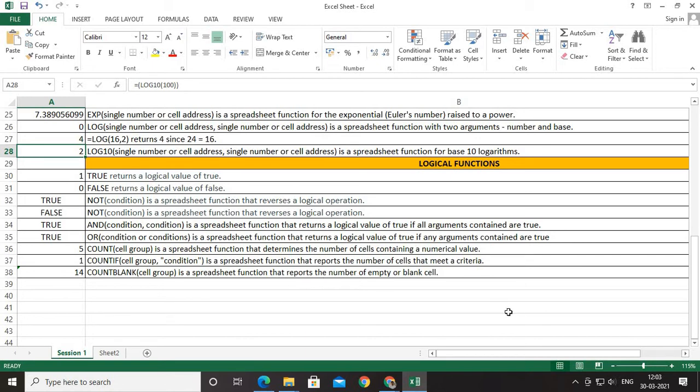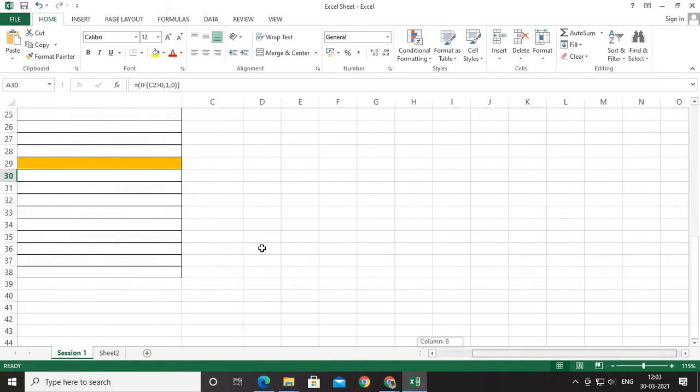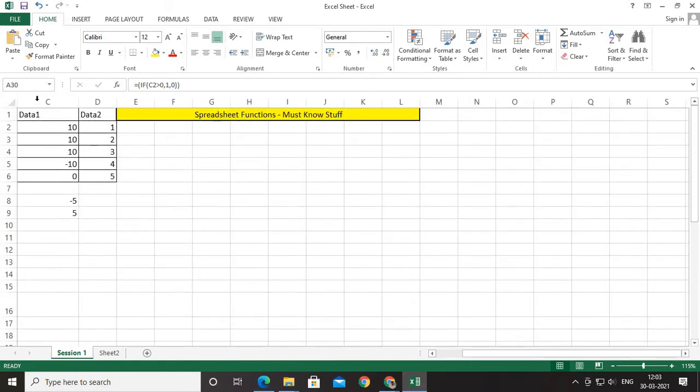True or false is called logical. So what do you mean by that? Very simple. If is going to be used here. If C2 is greater than 0, in that case allocate 1. If it fails, it is 0. So what is the value in C2 right now? We need to check it up.